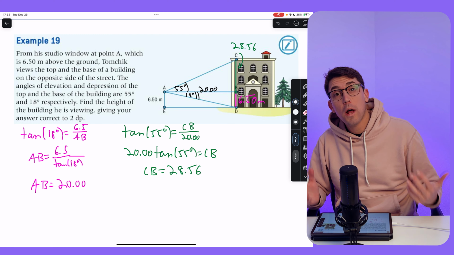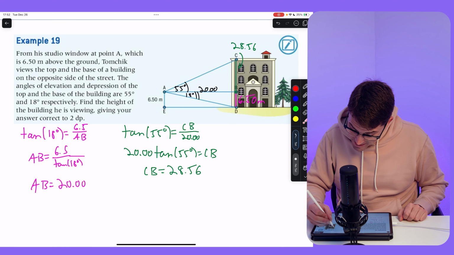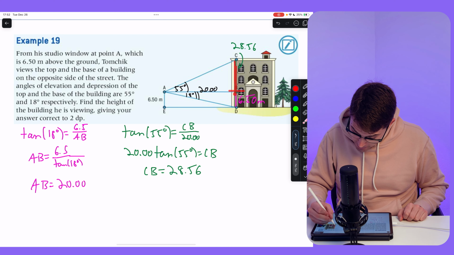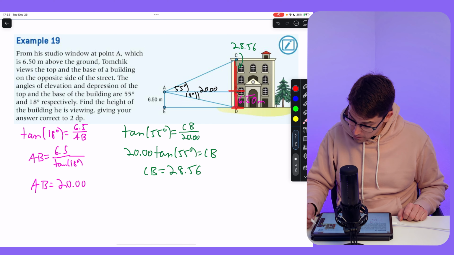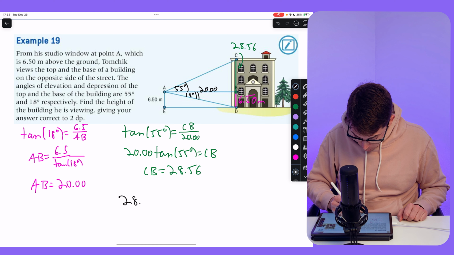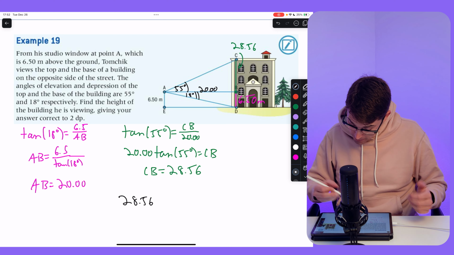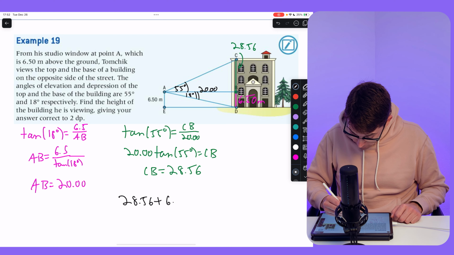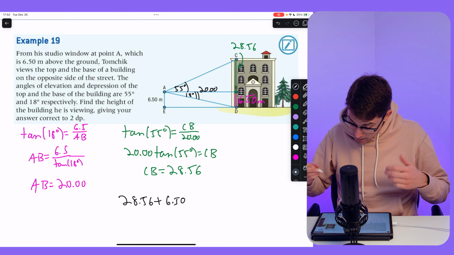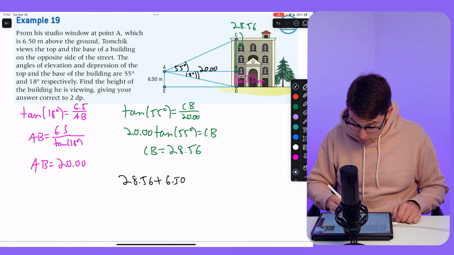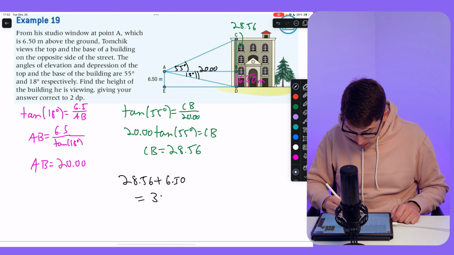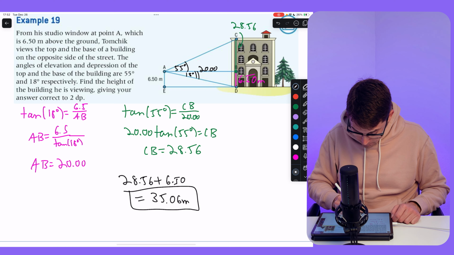So how do we find the total height of the building? Well, we know that CB and then BD are going to give us the total height. So if I have 28.56 as my CB, and then I'm going to have 6.50 as my BD, that sum is going to give me the total height, which is going to be 35.06 meters as the total height.